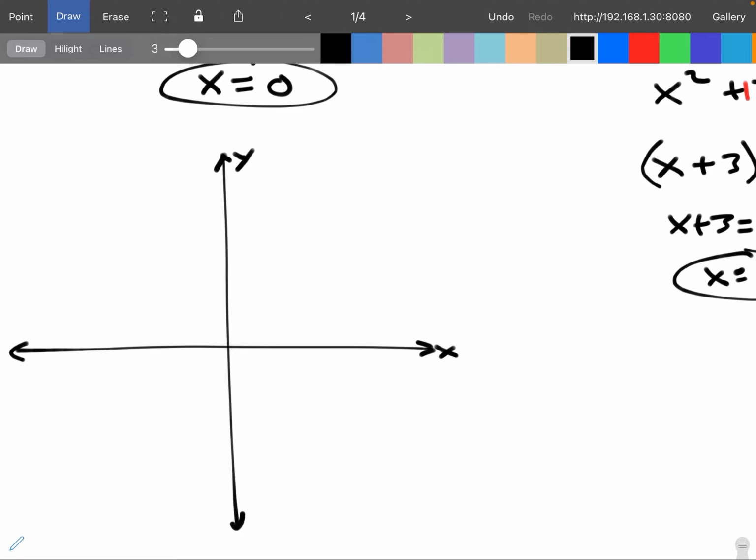And then we found that there was no horizontal asymptote, so we don't have to worry about that. And then we found the vertical asymptote was at x equals 0, which is the same thing as the y-axis. So we're going to put an asymptote along the y-axis here like this.